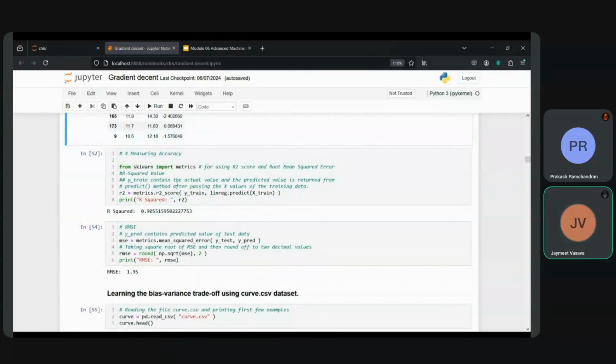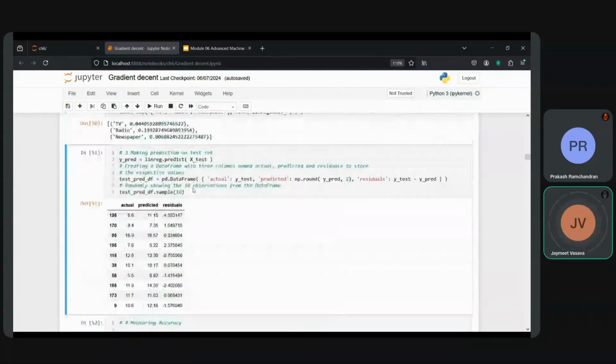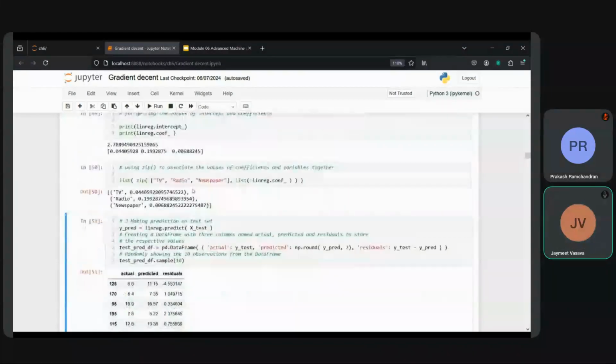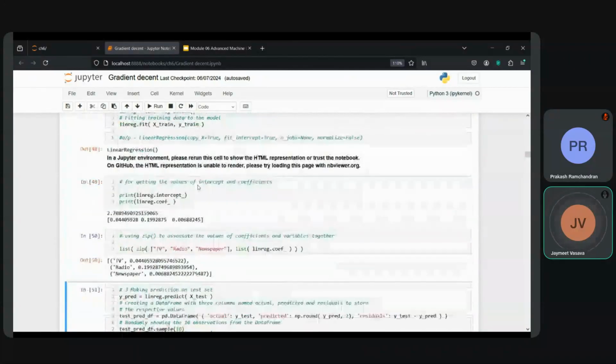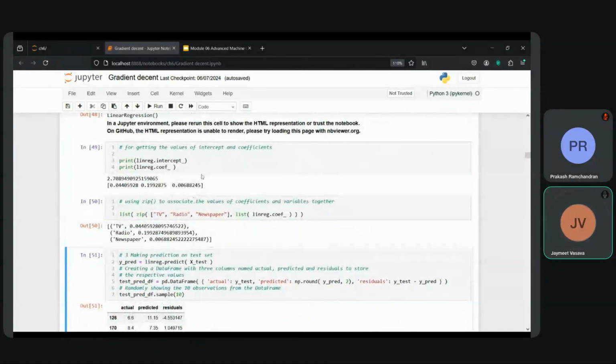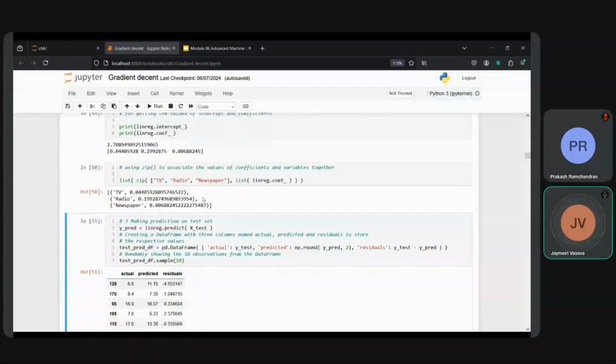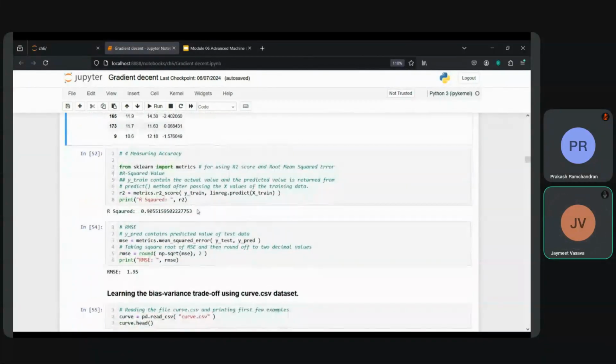Next, we made the model. We decided on the model with the independent variables and the dependent variable. We predicted using the model, and now it's time to check the accuracy of the model. For that, we will be using the root mean squared error and the R squared. The R squared value is 0.90, which means the model is able to explain 90% of the variance, and the root mean squared error we get is 1.95.